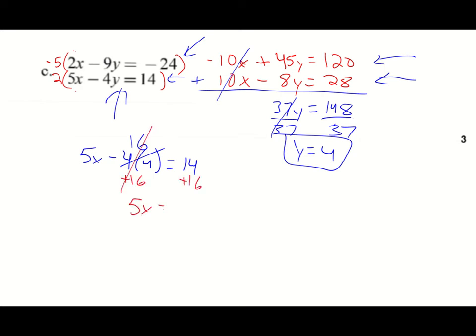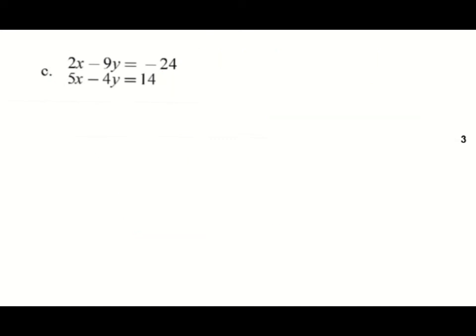You get 5x equals 30, and you divide by 5 on each side. So x is 6, y is 4, and that is elimination. Yay.